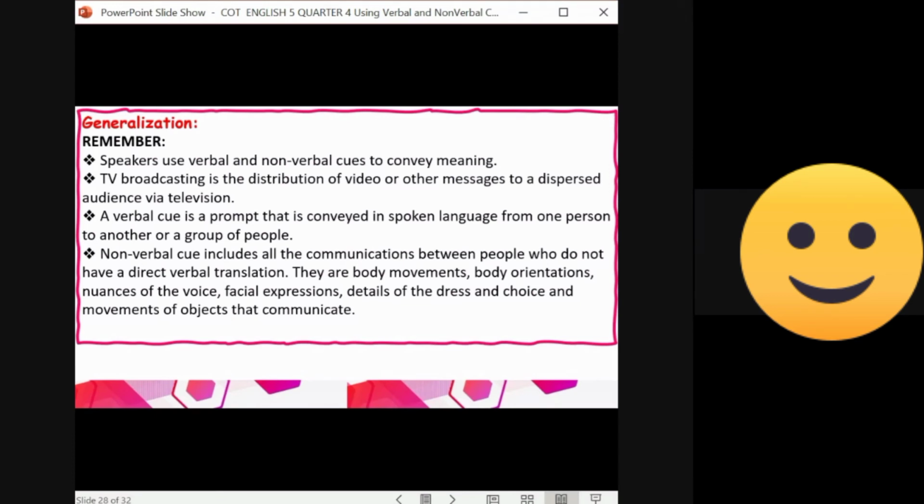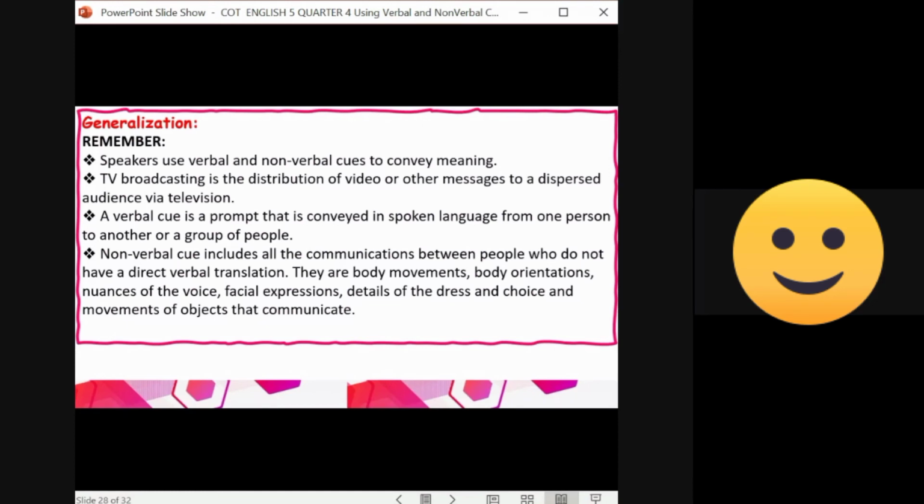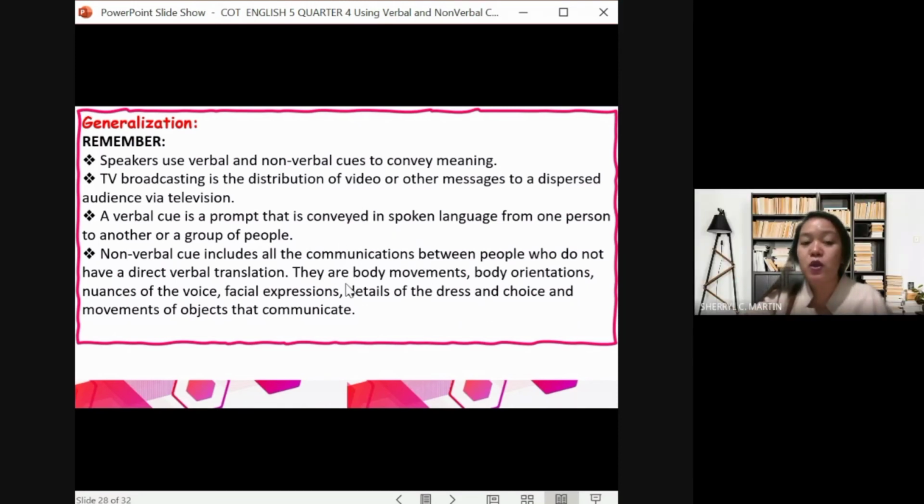Nonverbal cues include all the communication between people who do not have a direct verbal translation. They are body movement, body orientation, nuances of the voice, facial expression, details of the dress, and choice and movement of objects that communicate. Okay, thank you very much. Nonverbal cues include all the communications between people who do not have direct verbal translation. Yung sinasabi ni Liana at saka ni Kian kanina. They are the body movements, body orientations, nuances of the voice, facial expressions, details of the dress and choices and movements of objects that communicate.